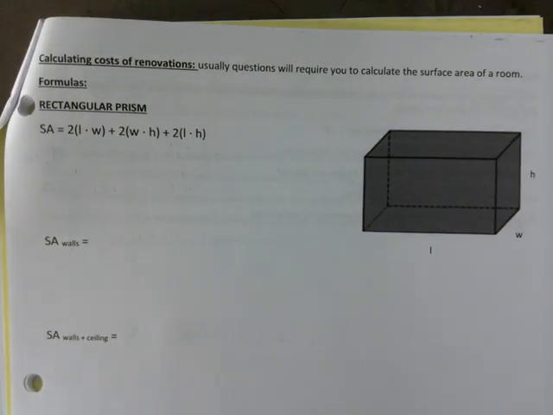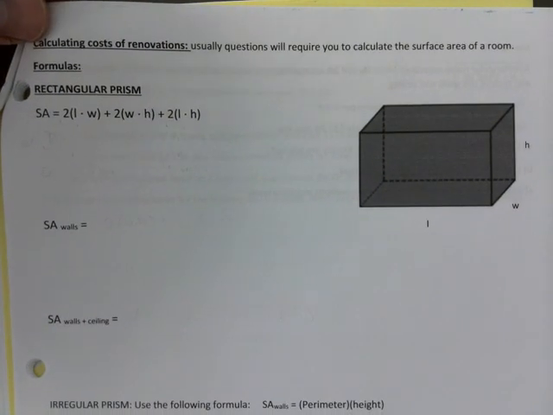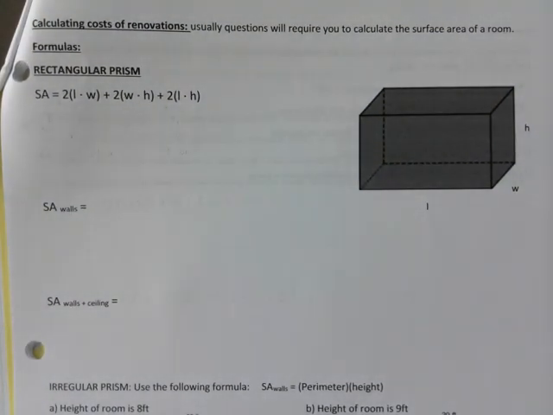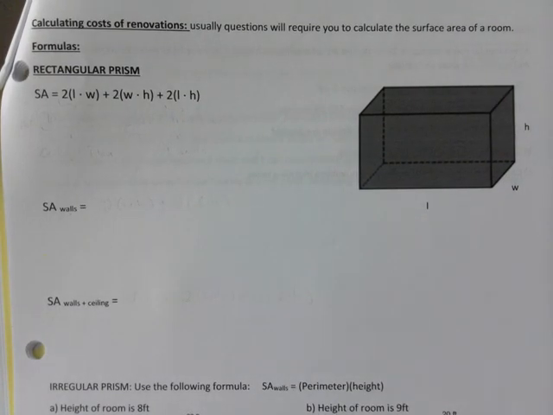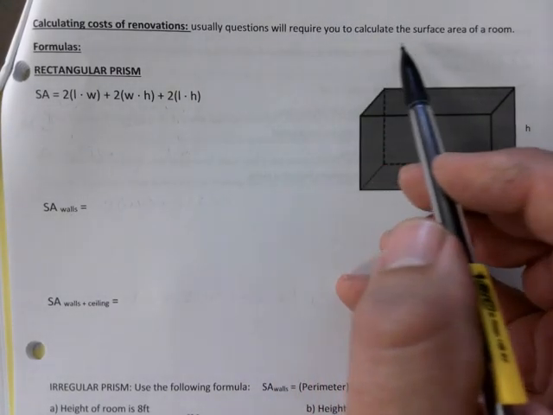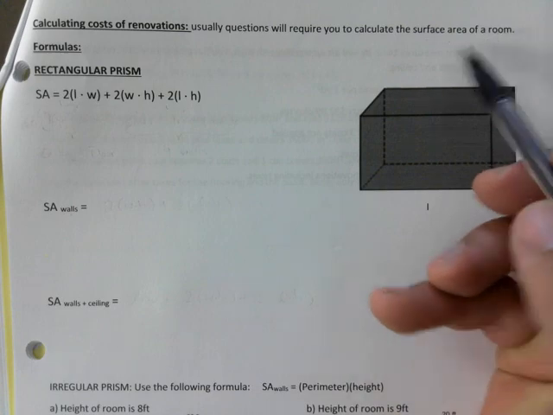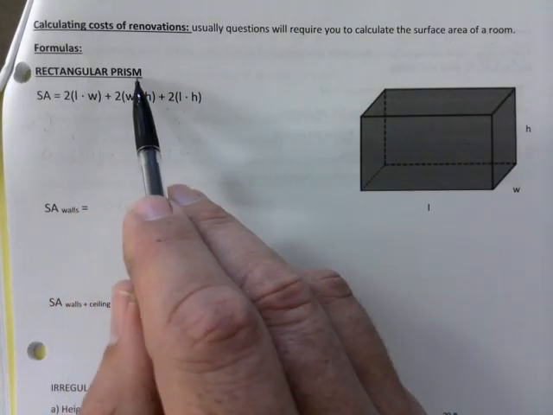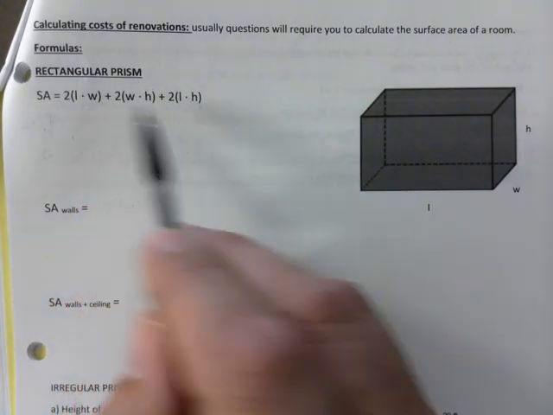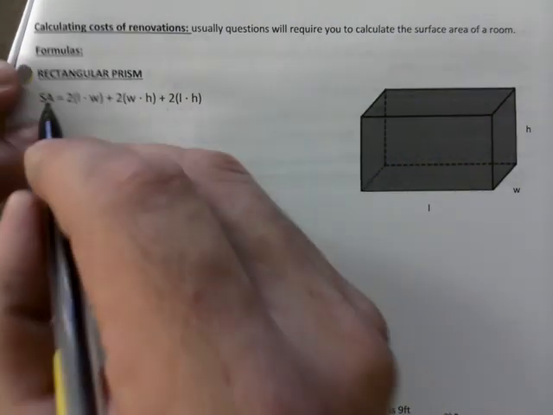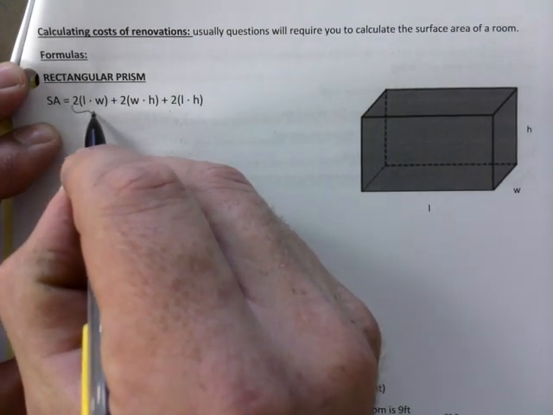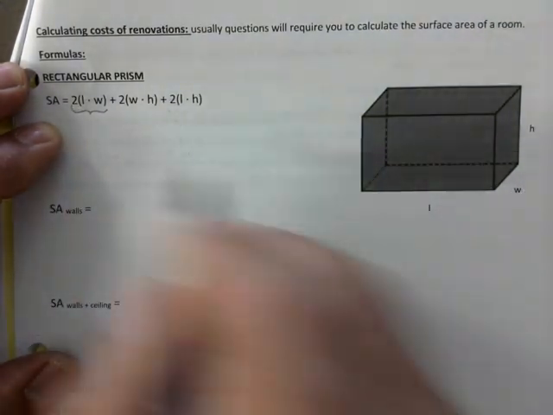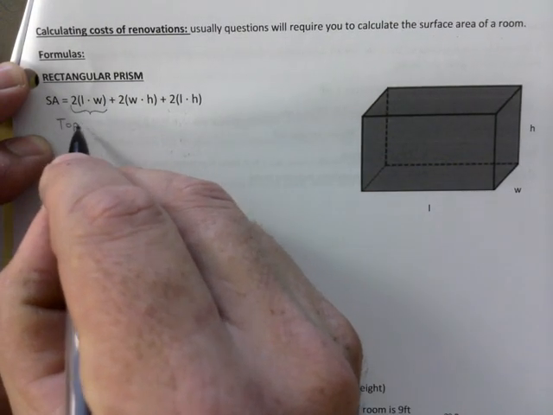This should be a review as well, okay? But I need you to understand how this works to make sure you get this right. Calculating cost of renovations. Usually, you're required to calculate the surface area of a room. So for a rectangular prism, this is the formula in general, where this is 2 times length times width. Length times width, that'll be top and bottom.